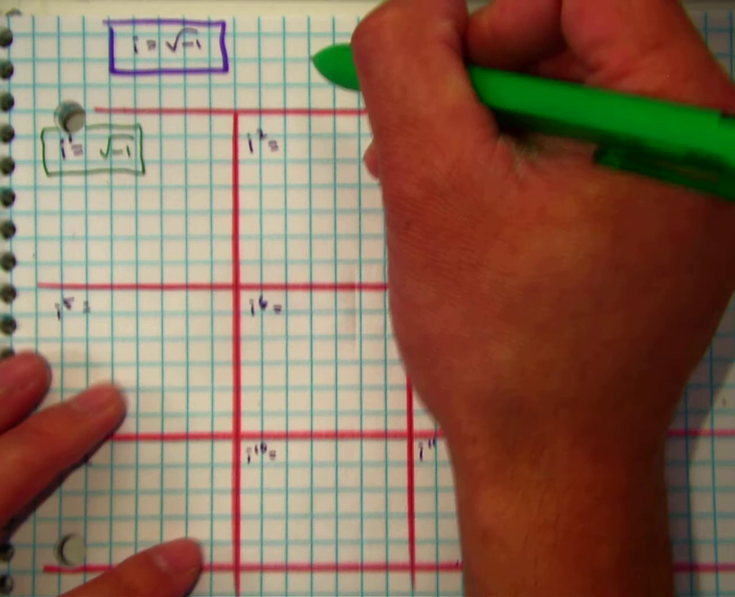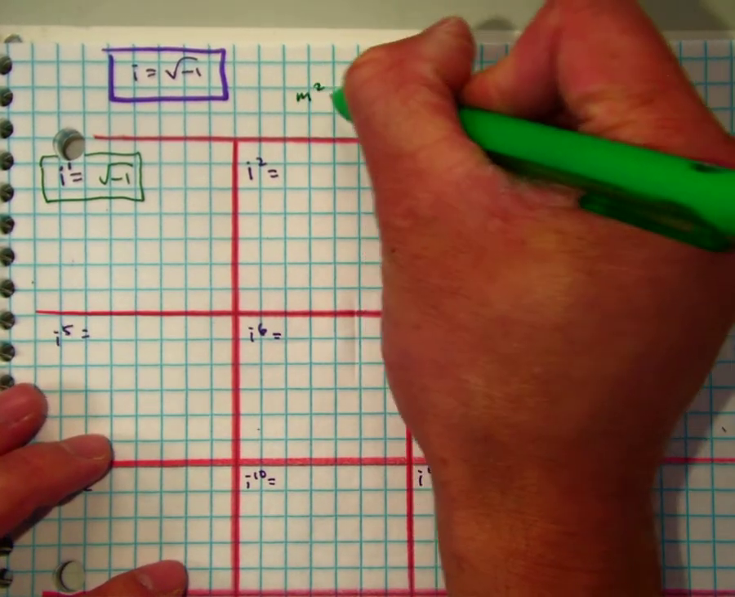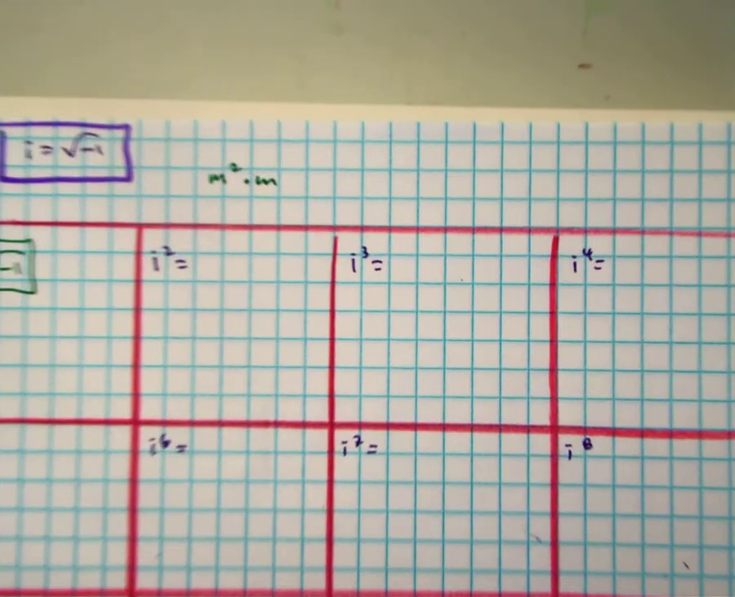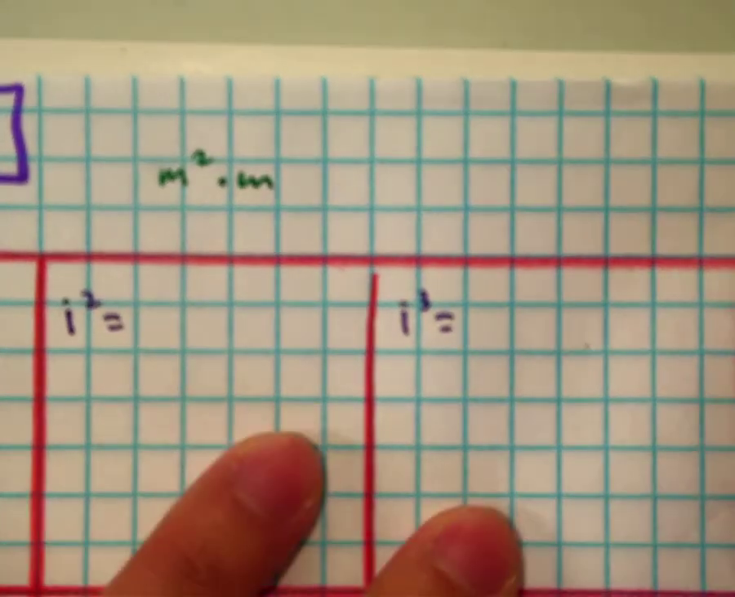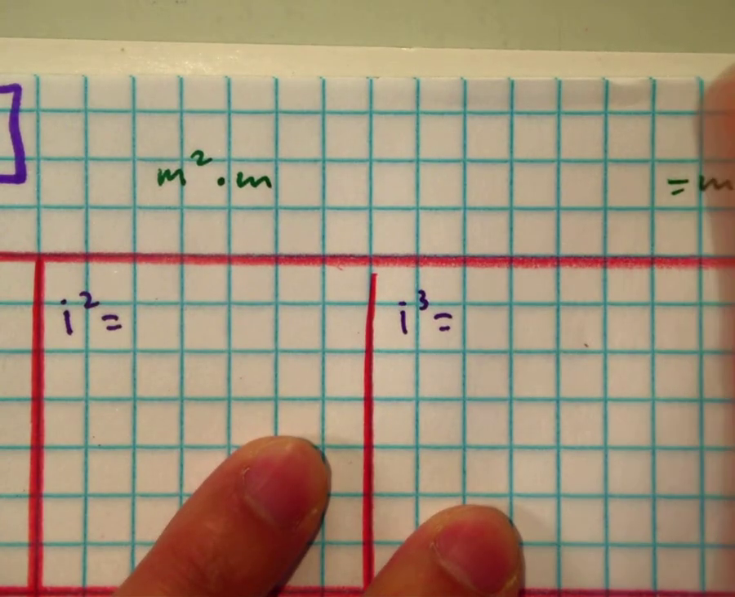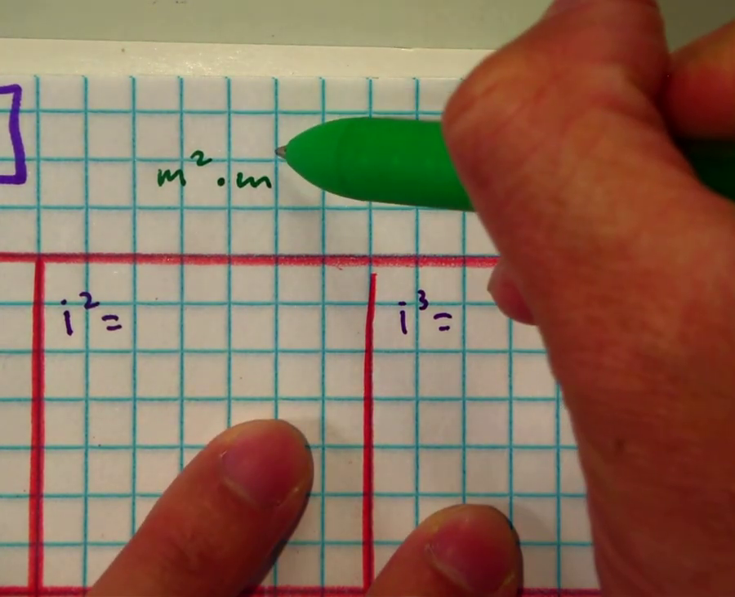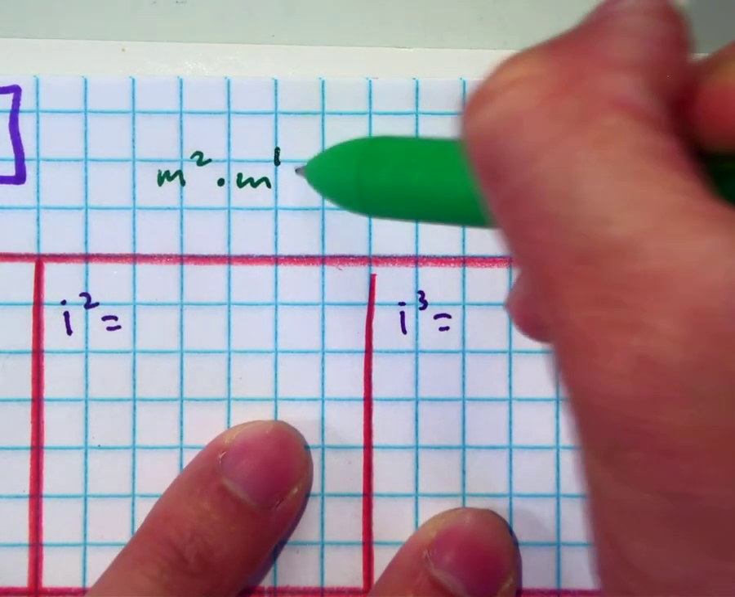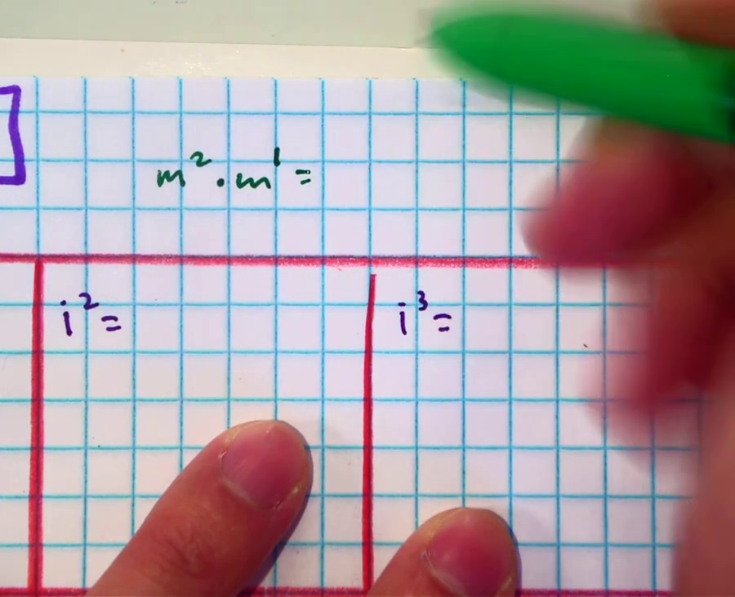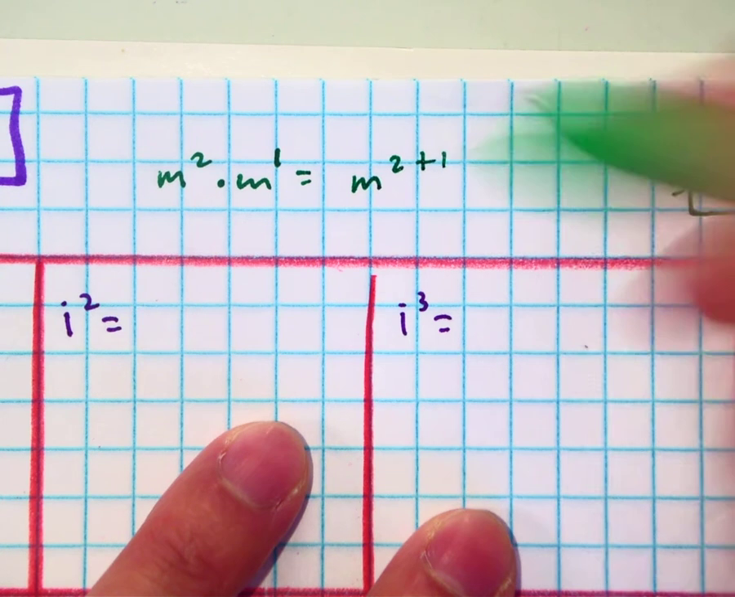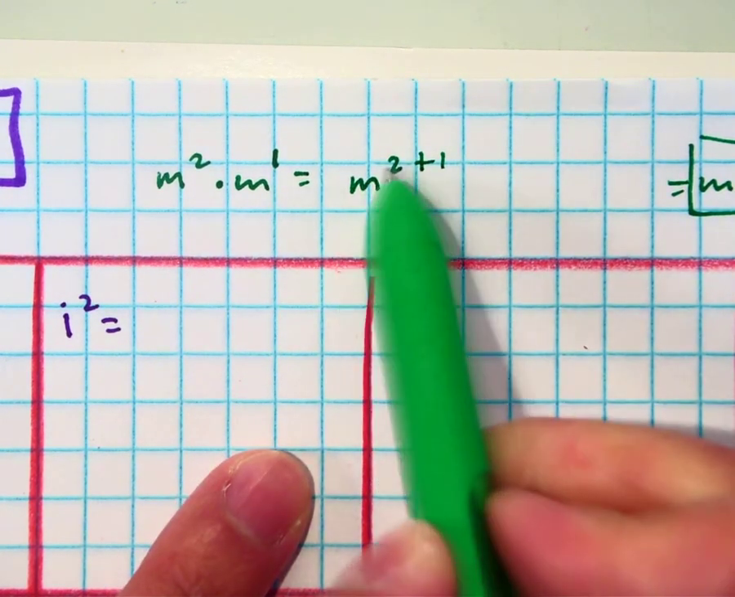If I gave you something like m squared times m, what is that, class? The answer is m cubed. Well, how do I get there? The invisible exponent is 1. When you're multiplying, same base, you do what? You add the exponents. M to the 2 plus 1 gives us m to the third power.